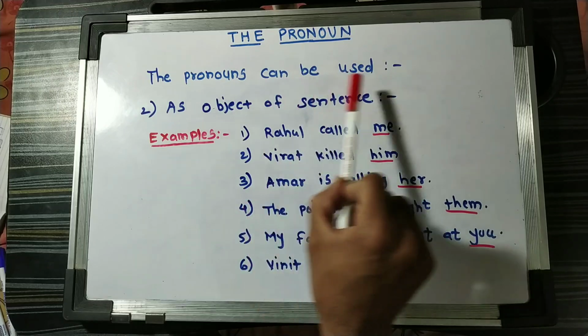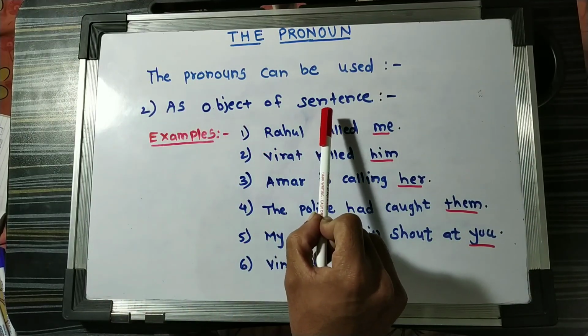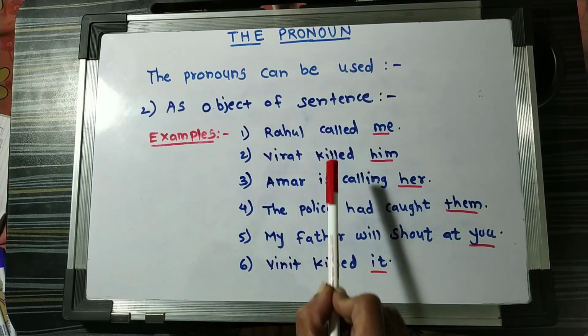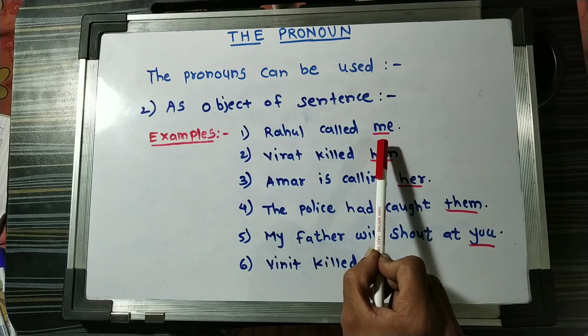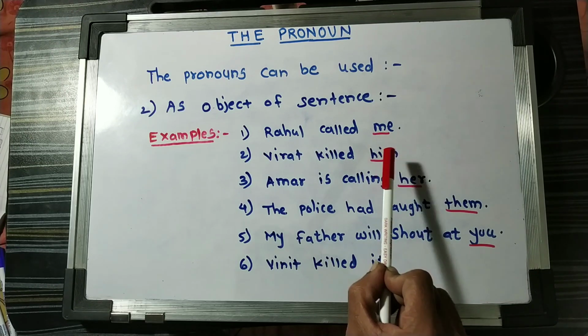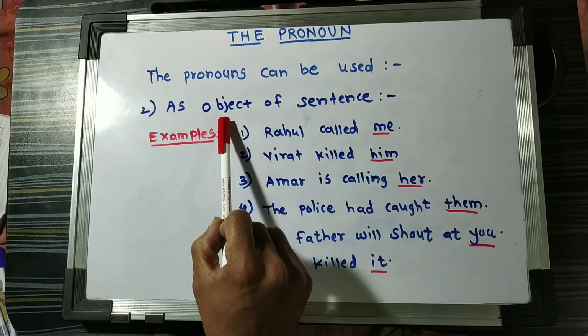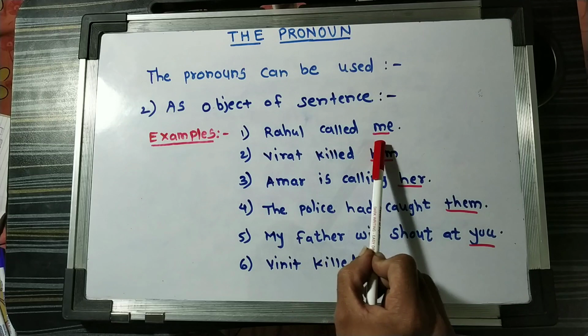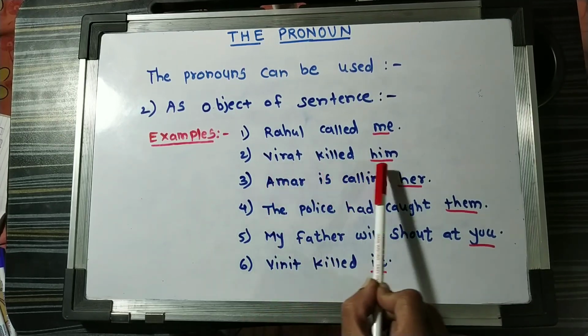The pronouns can be used, number 2, as object of sentence. Let's understand same thing with the help of examples. Rahul called me. Me is a pronoun and it is placed in the end of a sentence. When we put pronoun in the end of a sentence, it works like an object of a sentence. Rahul called me. Me is pronoun. In the next sentence, Virat killed him.